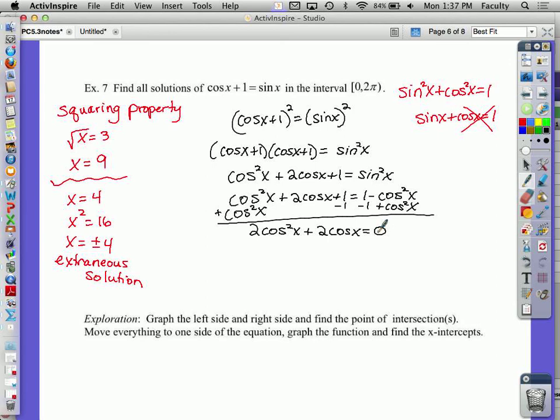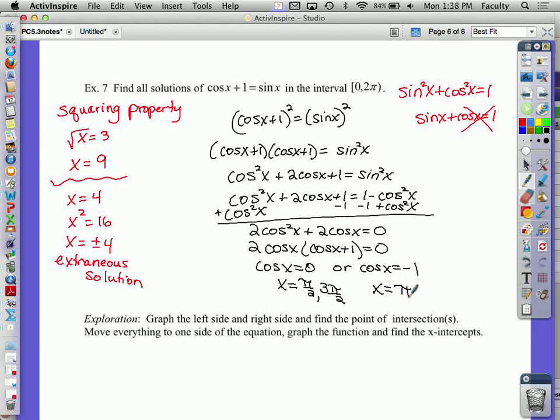Now I want to try to factor it. What's step 1 in factoring? GCF. So there is a GCF. I get 2 cosine x times cosine x plus 1 equals 0. And if you can do this in your head now that you're getting the hang of it, I'm getting cosine x equals 0 because the 2 would divide out, right? And I can get cosine x equals negative 1. Cosine x is 0 at pi over 2 and 3 pi over 2. Cosine x is negative 1 at pi.